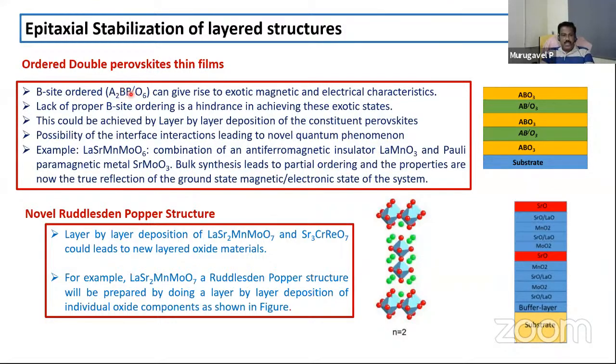in bulk form, it's not possible to have a complete B-site ordering. But if you could make a layer by layer structure by using pulsed laser deposition, then it's possible to have the complete B-site ordering, which can give new novel quantum phenomena. So he's trying to explore such phenomena in this project.